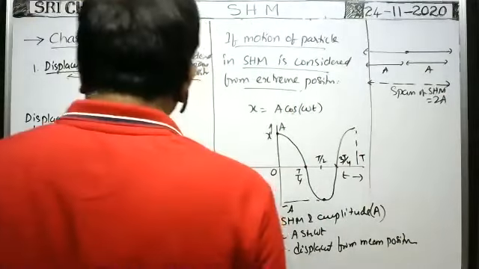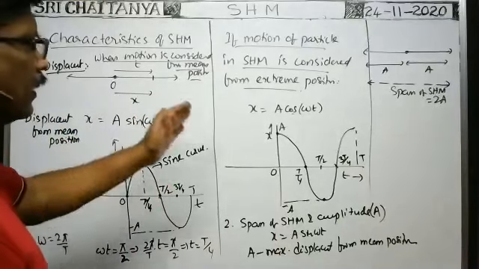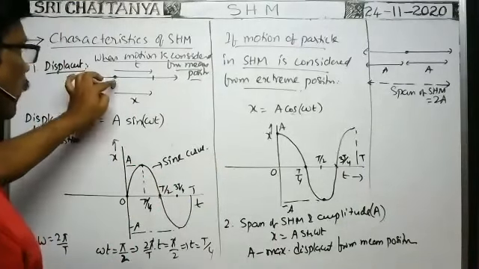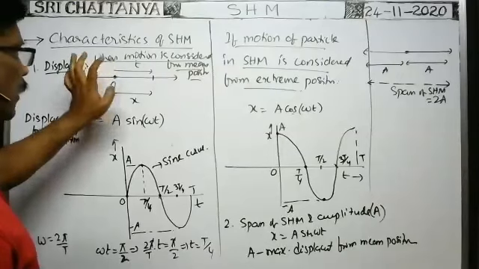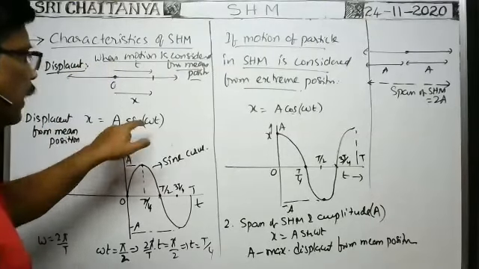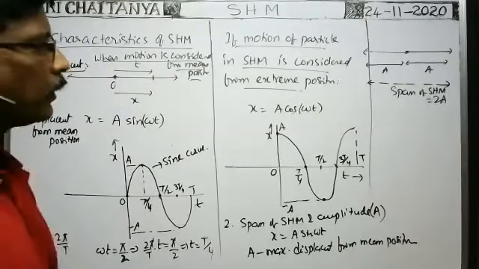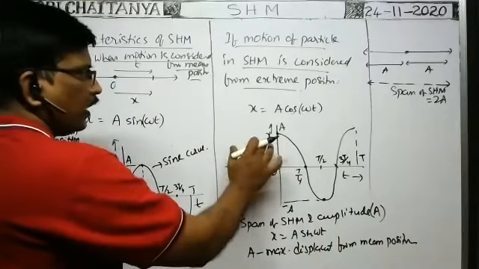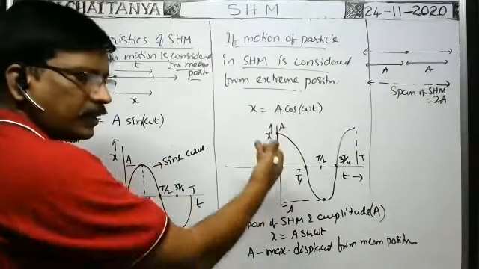Okay, next, in all cases I will consider the motion of the particle in SHM from the mean position only. So x is equal to a sin omega t I will take to derive the formulas. There is some exception. If they ask particularly, then we have to derive in that case.